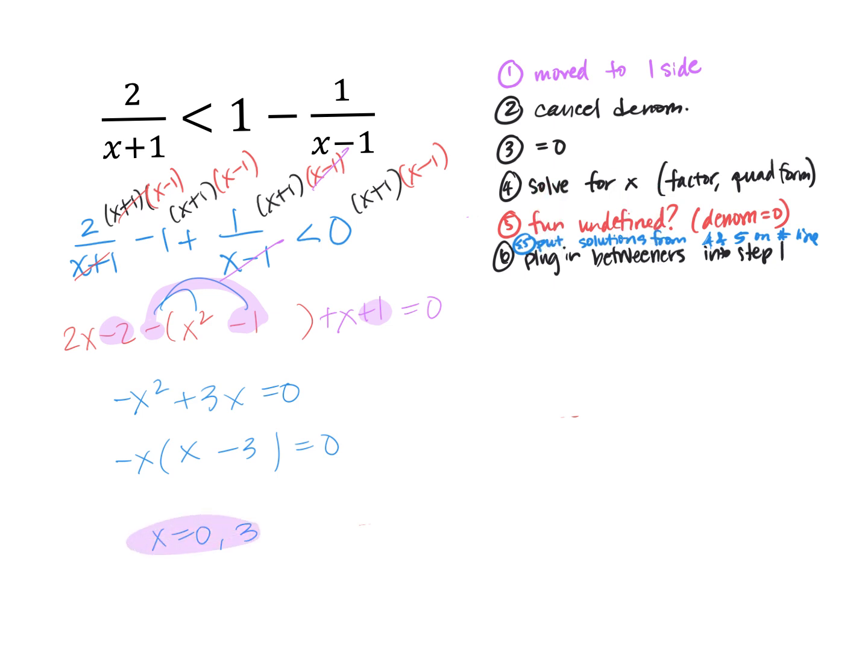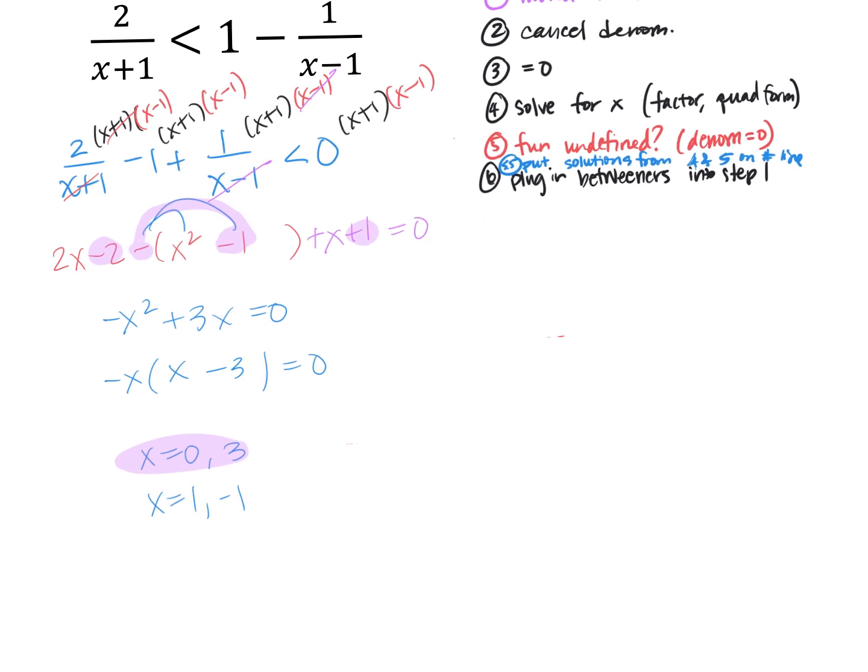As well as, when is my function undefined? That's when the denominator is 0. When will my function be undefined? Negative 1 and a positive 1, right? So those are also going to be on my number line. Negative 1 and 1. Wow, we have a lot of regions this time.